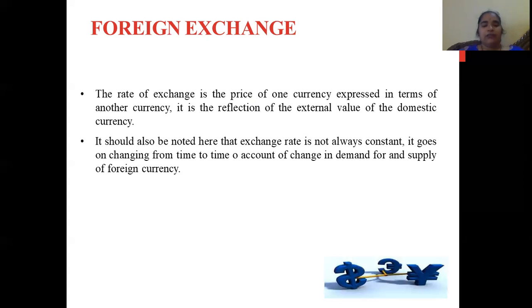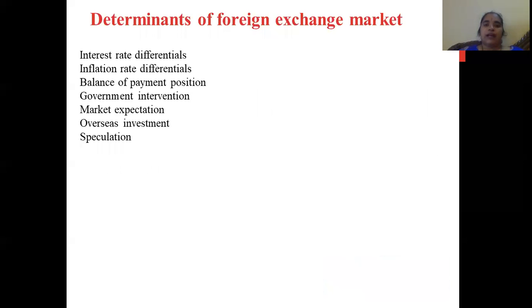Not only based on demand, even if there is a crisis or some situation in the home country, it will reflect on the exchange rate of that currency. Now, what are the factors which determine exchange rate? Exchange rate can be determined by these factors: the interest rate difference between two countries, the inflation rate difference, balance of payment position, government intervention, market expectation, overseas investment and speculation.